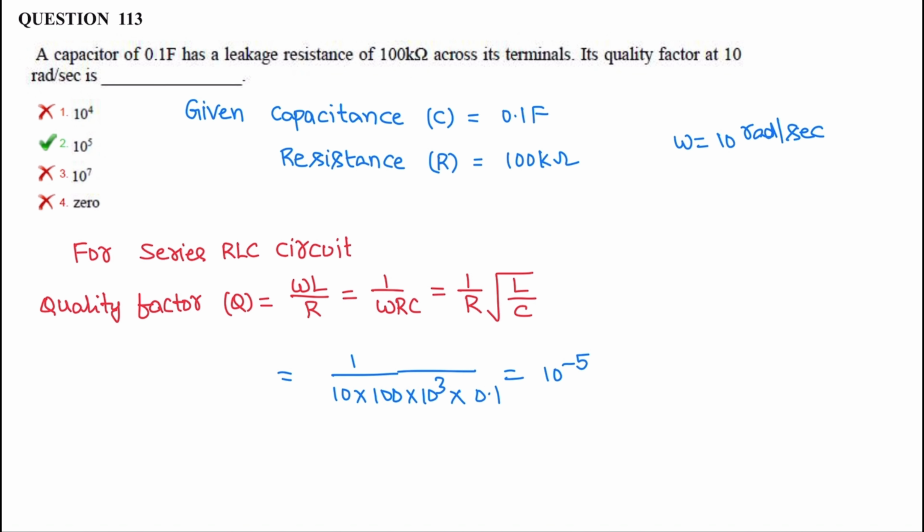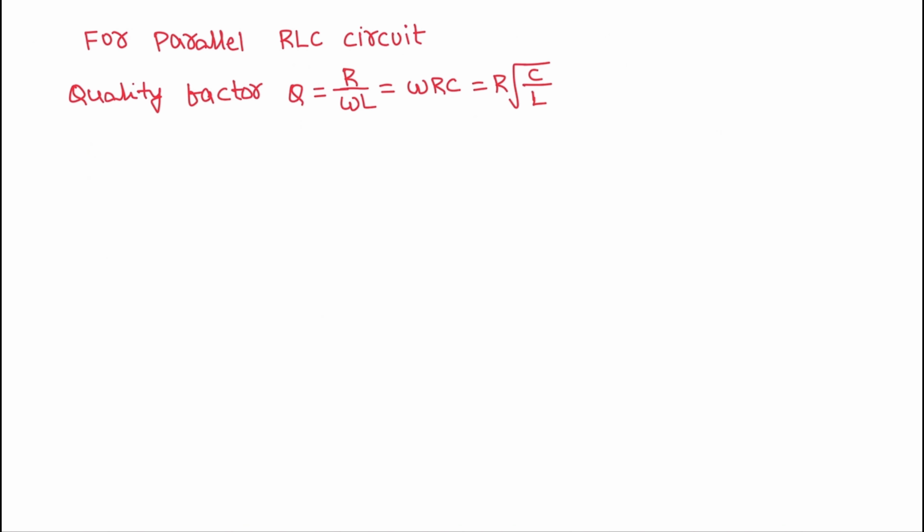So 10 power 5 is not in the answer. So next, for a parallel RLC circuit, the quality factor Q is equal to R by omega L, or omega RC, or R into root of C by L.